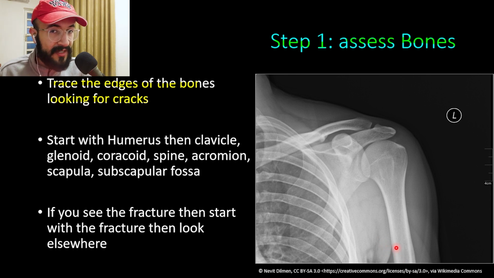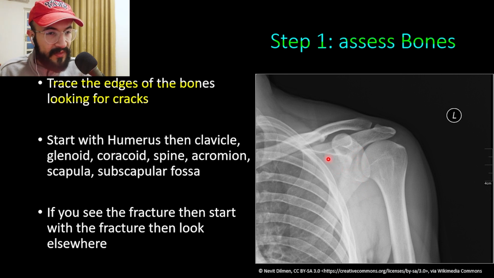So starting with the humerus bone, we trace the edges looking for cracks. And as we can see here, the humerus is normal. There's no cracks in it. Then after the humerus comes the clavicle bone. We also trace the edges of the clavicle looking for any cracks. After that comes the glenoid. So this here is the glenoid. We trace the edges of the glenoid looking for any cracks, and there is no cracks here.